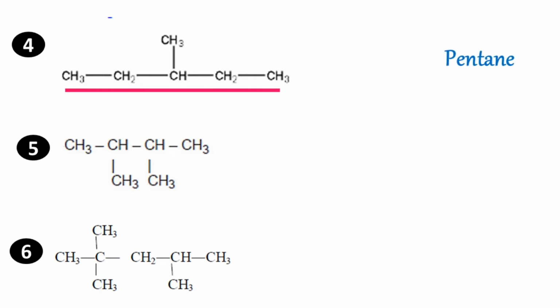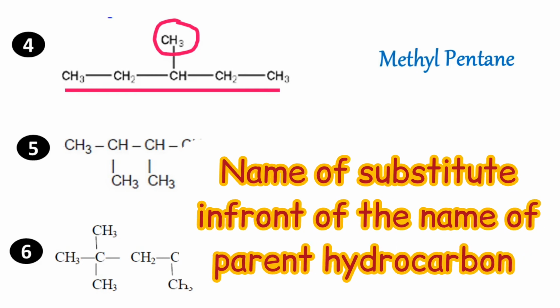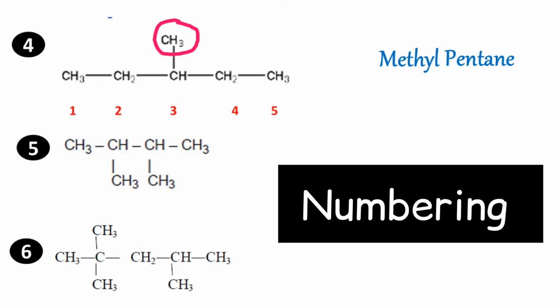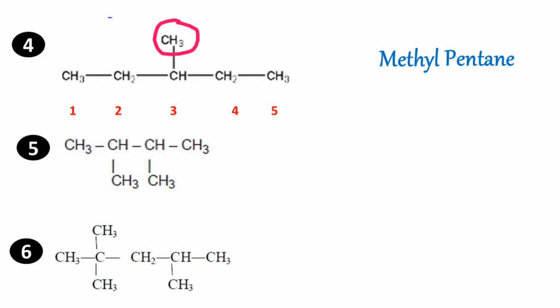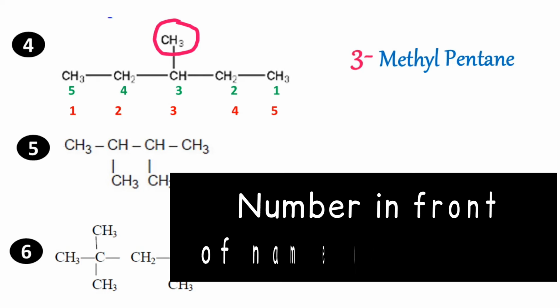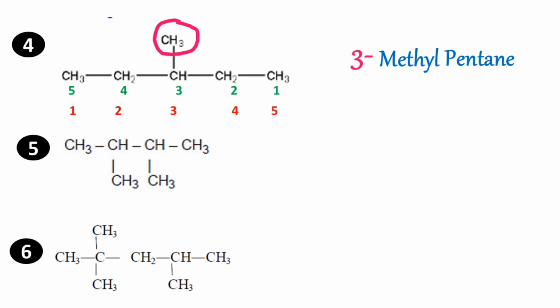The substitute or the branch here is an alkyl group which consists of 1 carbon atom, so it is a methyl group. So write the name of that branch in front of the name of the parent chain. Now number the parent chain. You can number it from either side, and in this case you can see that the carbon atom that has a substitute or a chain receives the same number from both sides. So the number here is 3. Now write that number in front of the name of the substitute. So the name of the hydrocarbon here is 3-methyl-pentane.